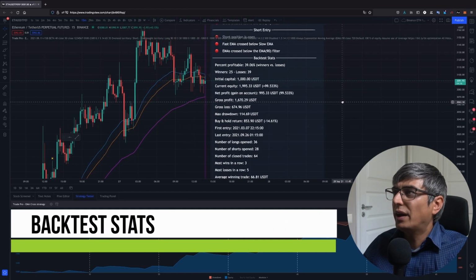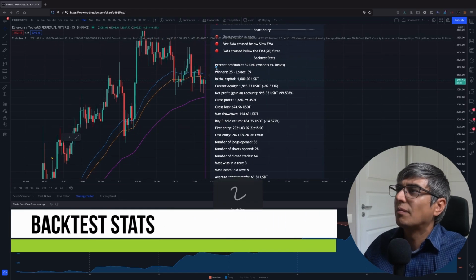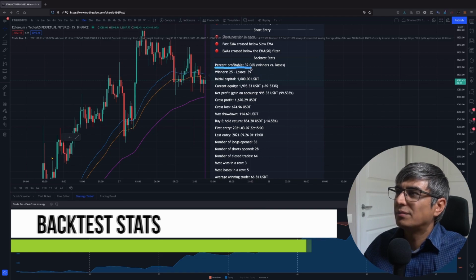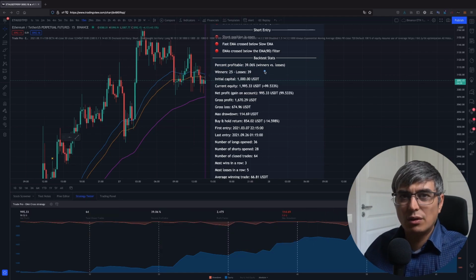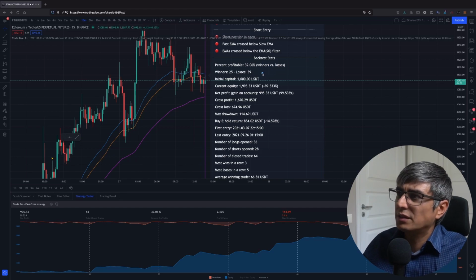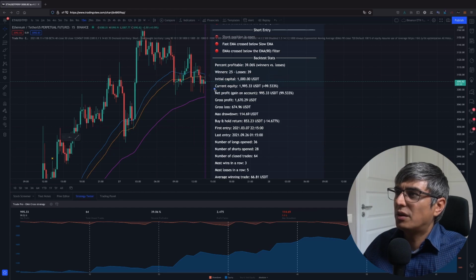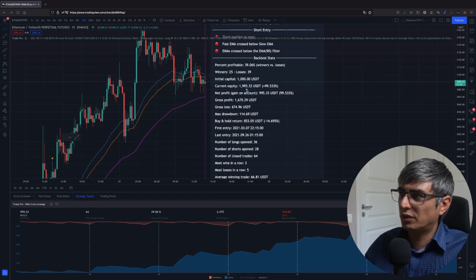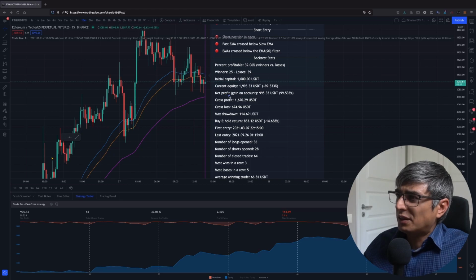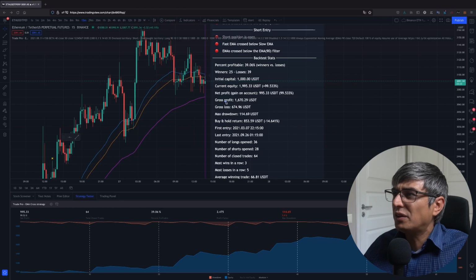Now, here are the backtest stats. The percent profitable is 39.06%, which is close to 40, which is quite decent. We got 25 winners and 39 losses, and I used 1000 USDT for these settings. As you can see, our current equity stands close to 2000 USDT. That would mean a net profit of 99.53%.